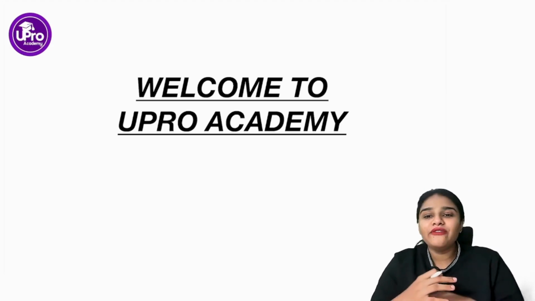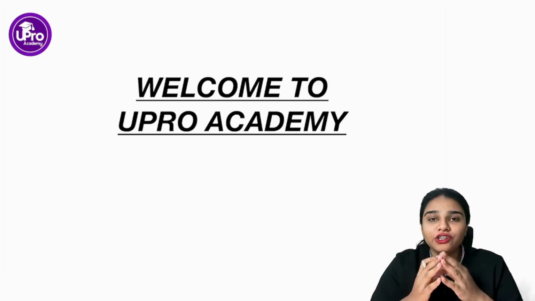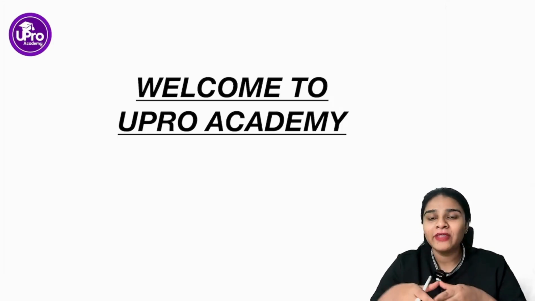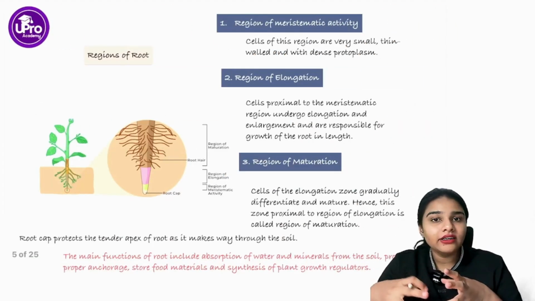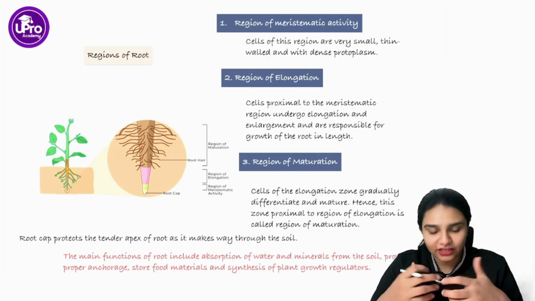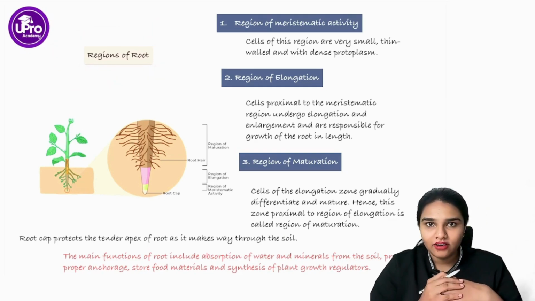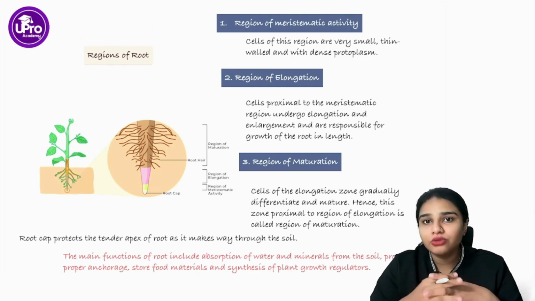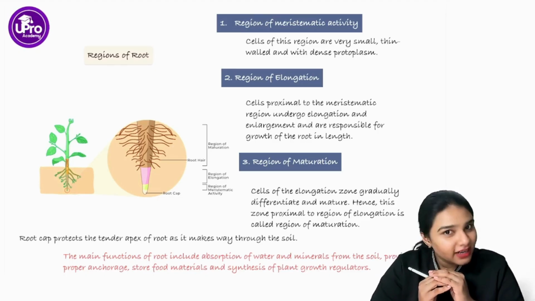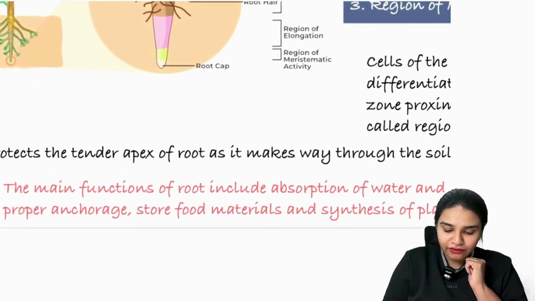Today we'll be dealing with a topic from the chapter called Morphology of Flowering Plants, which is a very interesting chapter. We are going to learn about the regions of the root. Before beginning the session, you might be wondering what a root is. I guess most of you know what a root is, because this is something you have been learning from small classes itself, right? So what are the main functions of a root?